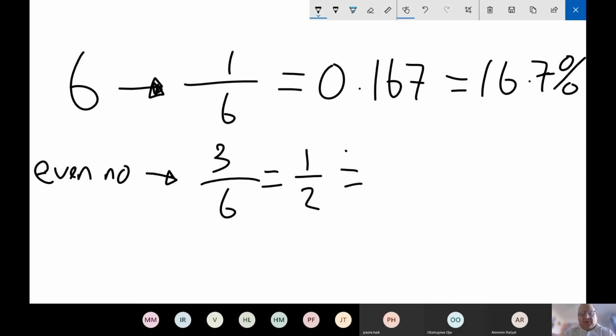If we did 1 divided by 2, we'd get 0.5. And if we times that by 100 to give us a percentage, we get 50%. So the probability from a dice of getting an even number is a half, also known as 0.5 or 50%.